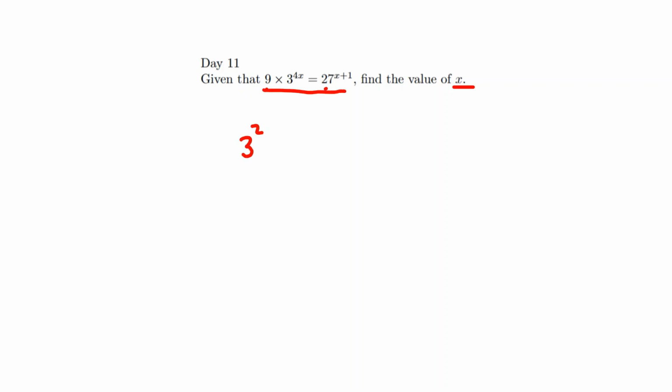So 9 is going to be 3 squared. I still have 3 to the power of 4x. And 27 is 3 to the 3. I've included brackets there to make sure I know that all of the 27, the 3 to the power 3, is to the power of x plus 1.